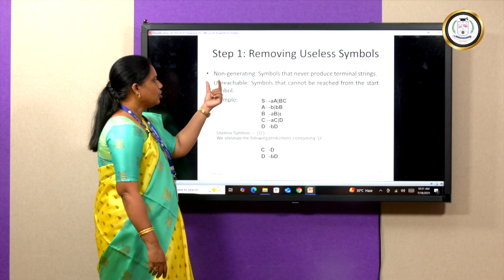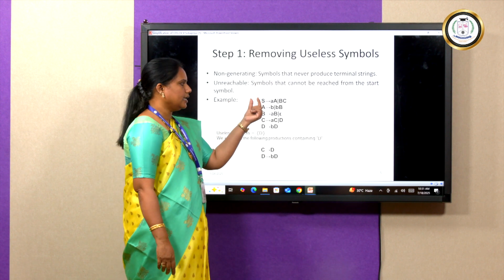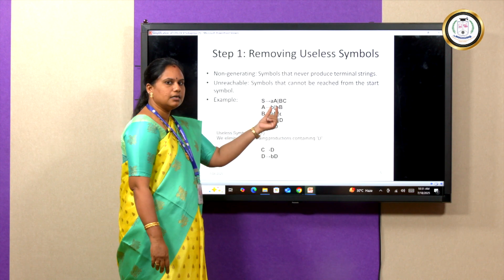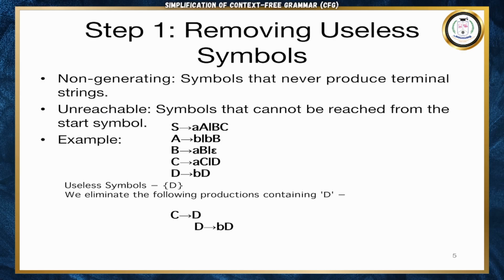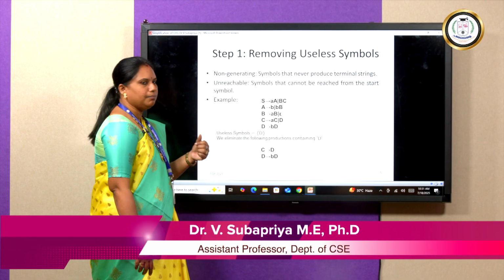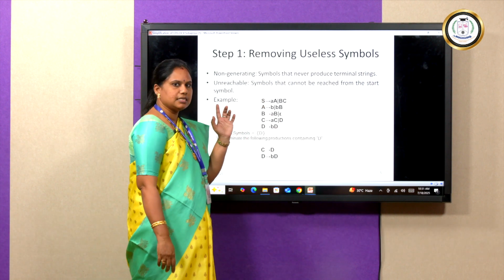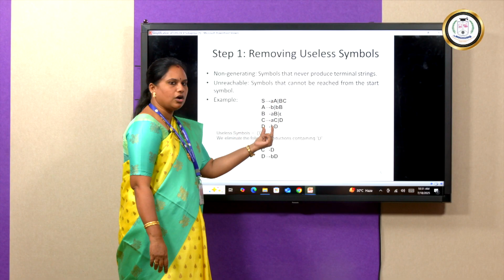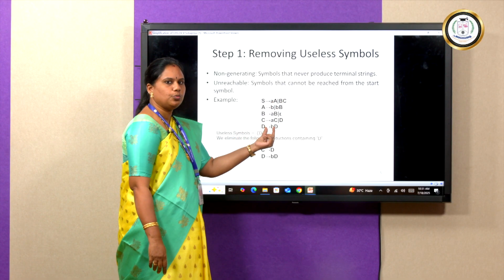For example, consider the productions S tends to A or BC, A tends to B or small b capital B, B tends to A capital B or epsilon, C tends to AC or D, and D tends to BD. Here, we call D a useless symbol because D is not reachable from the start symbol. S tends to A is reachable, or BC, where B is also reachable. There is no D in the start production, so D is not reachable. So the D productions have to be eliminated.